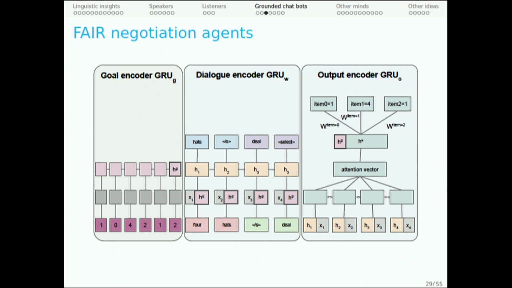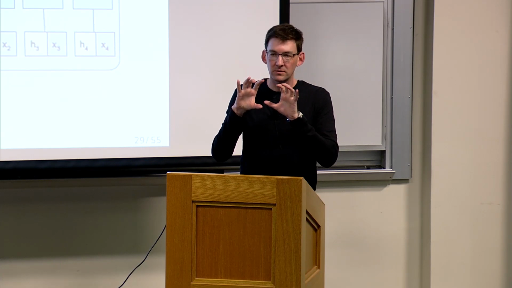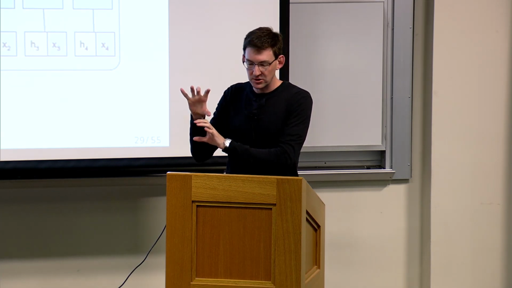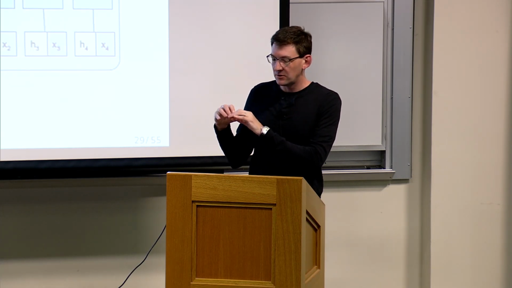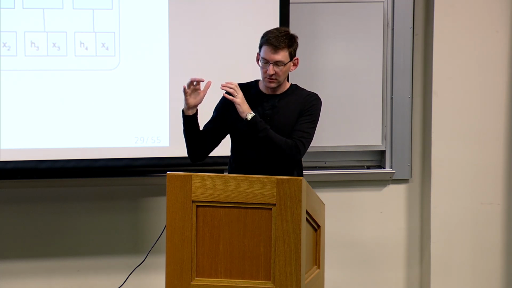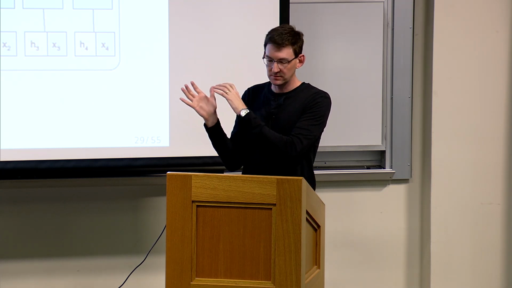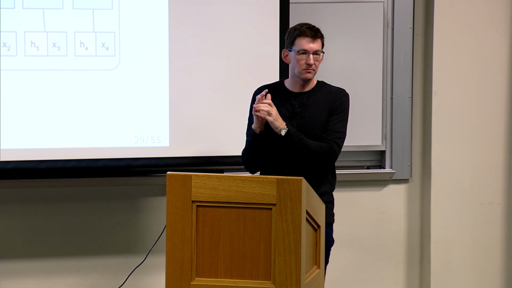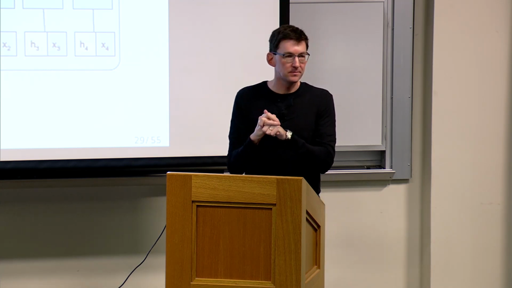So there's a lot going on here, but the high-level summary would be a neural encoding of your goal, a dialogue agent, and then a neural classifier for the different output states for the different items. Make sense?